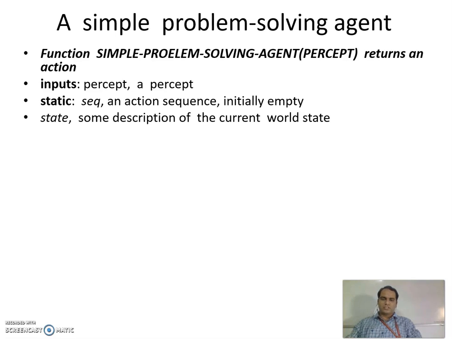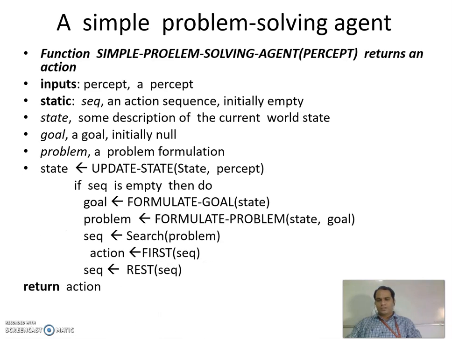So state is some description of the current world state, and then we have a goal. Obviously an agent has to reach a goal, so goal should be formed. Formulation of goal is required. So this sequence of steps happens in the function. The state is updated with the percept's current state, and initially the sequence is empty.